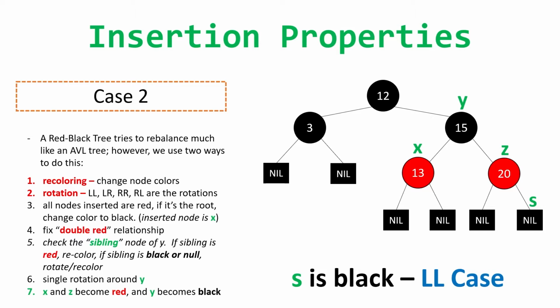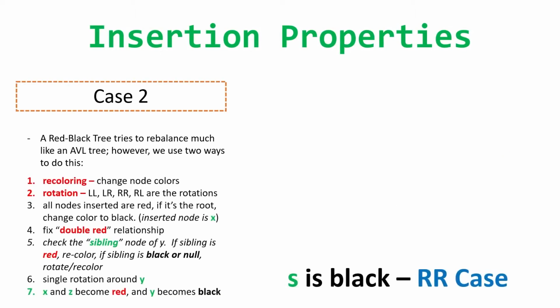So X and Z become red, Y becomes black. All right, an easier way to think of this is in this small subtree that we're doing these rotations around. When we're done with the rotation, the new root of this subtree will become black and its 2 children will become red. Okay, we'll see more of these cases, it might make a little more sense. The next case is when S is still black, but it's the RR case.